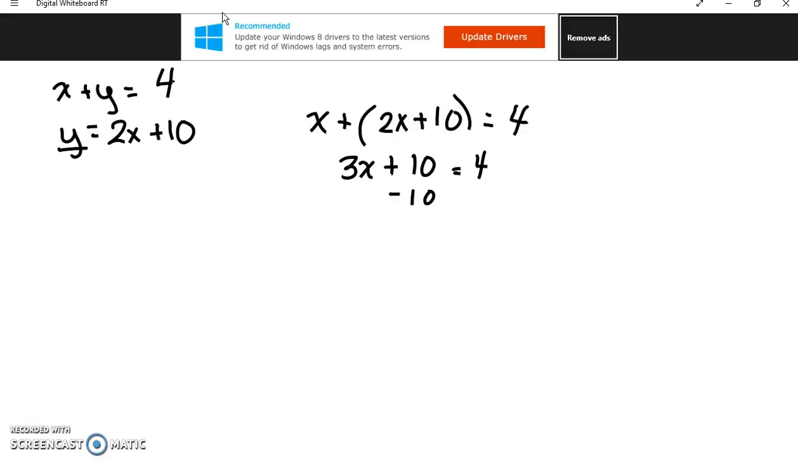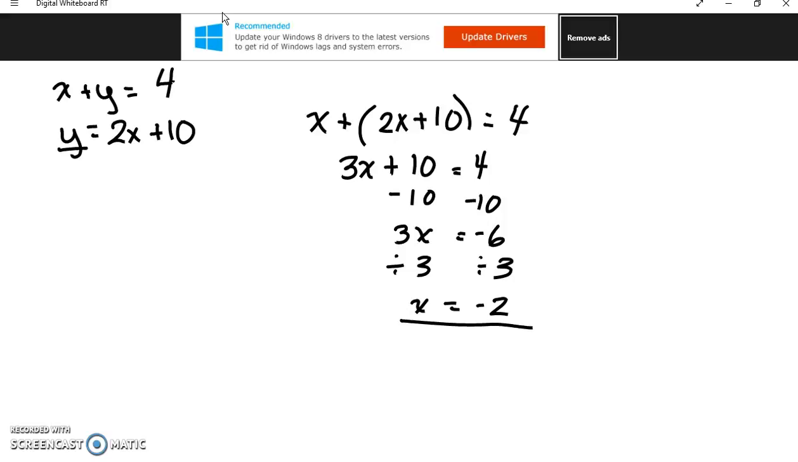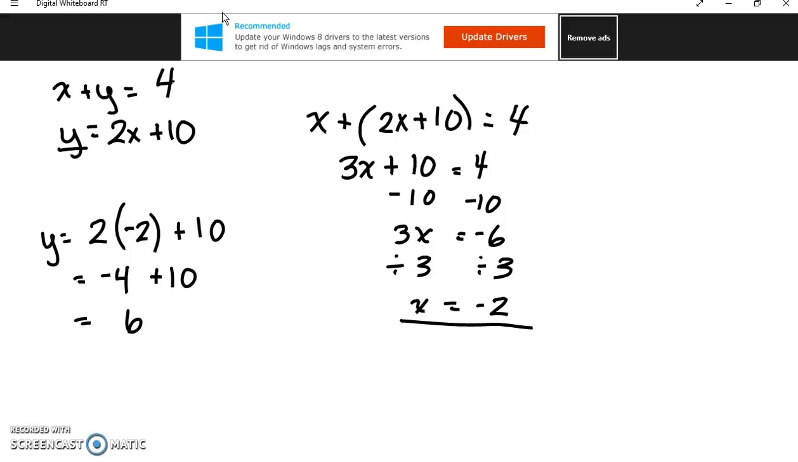I'm going to subtract 10 from both sides. 3x equals minus 6. Divide both sides by 3. X equals minus 2. Now, once I've done that, I need to again plug in. So that gives me 2 times minus 2 plus 10. That equals minus 4 plus 10. Equals 6. So y equals 6 and x equals minus 2.